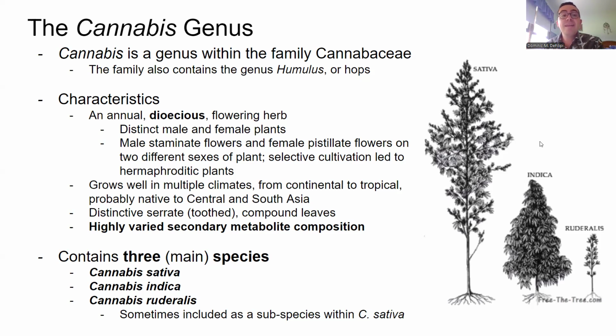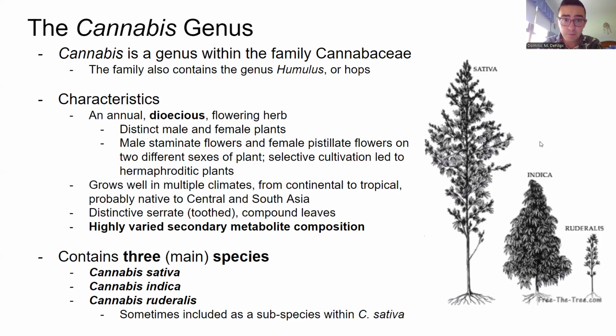Its characteristics include that it is an annual dioecious flowering herb. Dioecious means it has distinct male and female plants. So both male and female plants are required ordinarily in dioecious species in order for there to be offspring, in order for there to be seeds, and for the plants to propagate. Because of that, the males have staminate flowers and the females have pistillate flowers, meaning they have a stamen, the boy part of the plant, and a pistil, the girl part of the plant, on the two different sexes of the plant.